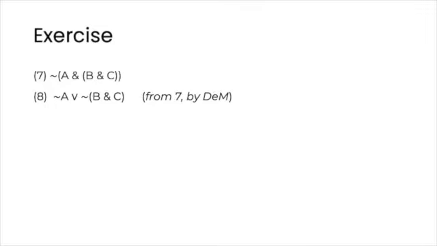What if I went from 7 to 8 and justified this by a single application of DeMorgan's? Would this be correct? Yes, it would. The relevant form of the rule would be not X and Y to not X or not Y. You can see that because we're going from the negation of a conjunction to a disjunction of negations. Moreover, you can check that everything fits. If you substitute X with A and Y with B and C, you can see that 3 fits perfectly the left-hand side of the rule and 4 the right-hand side.